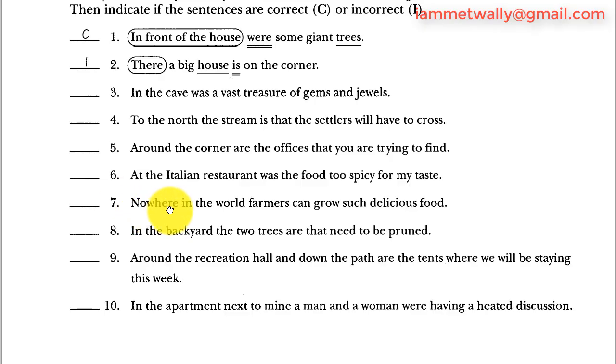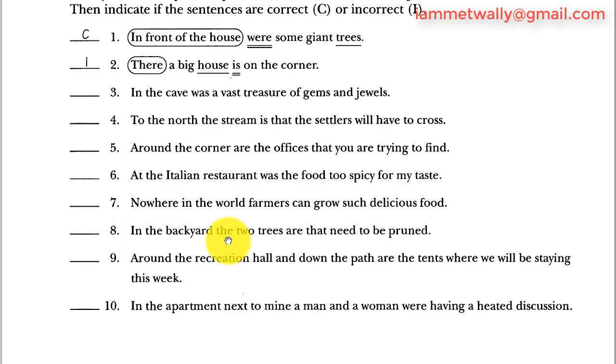7. Nowhere in the world farmers can grow such delicious food. Nowhere is a one-word place expression. Nowhere is one of the words that requires the subject and the verb to be inverted without looking any further in the sentence, so this sentence should be inverted. Can farmers grow? 7 is incorrect without going further in the sentence.